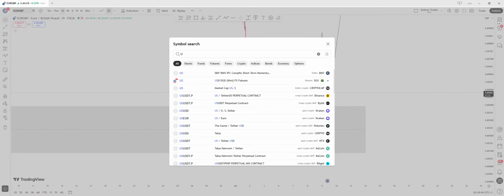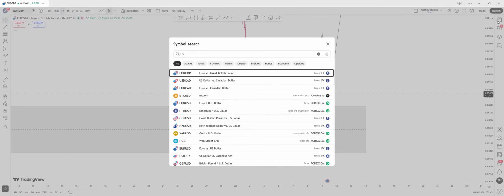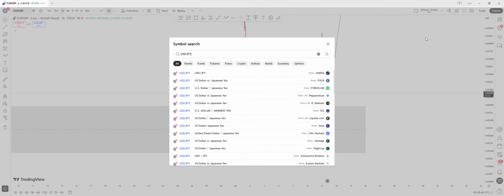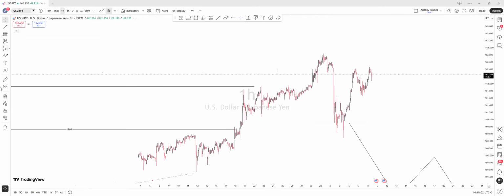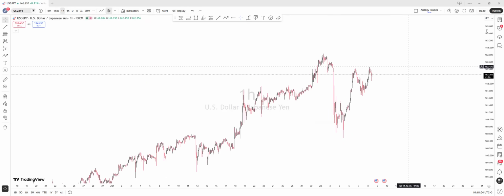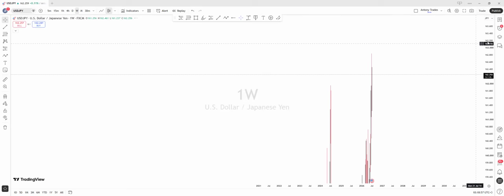So someone else also requested me to do USD JPY. So let's see what this pair is doing. I'm going to delete everything, so allow me just to start from the weekly.